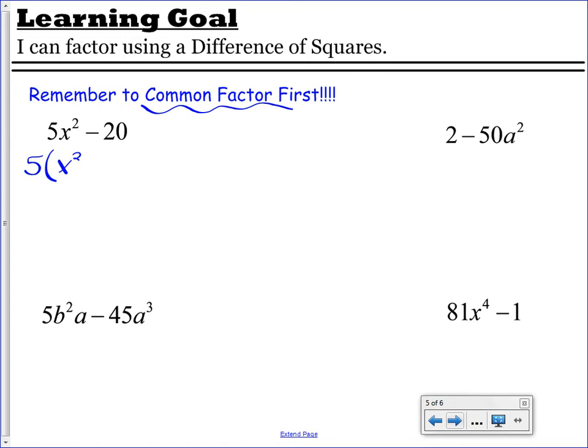Keep going, Jericho. Minus 4. Okay, now I have perfect squares inside that bracket. So I can take the square root of the first, which leaves me with just x. I can take the square root of the last, which leaves me with just 2. What do I have to do for my final answer here?